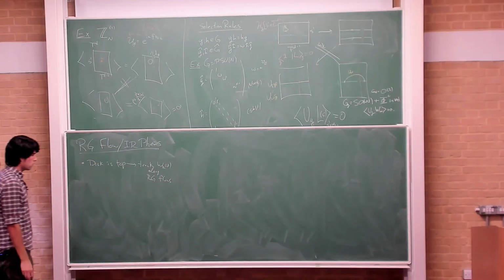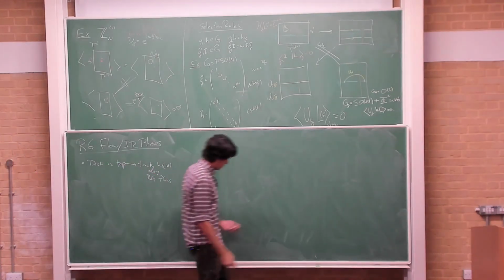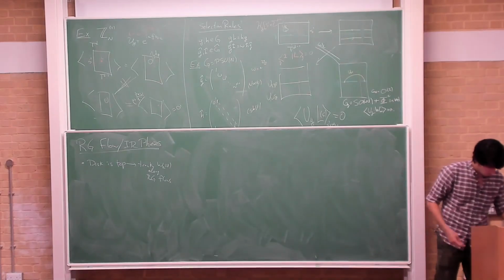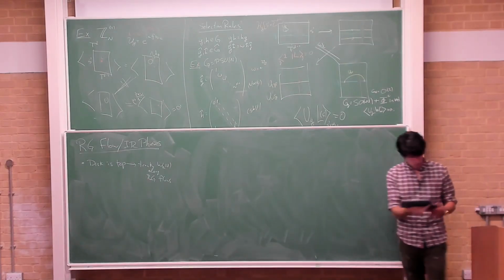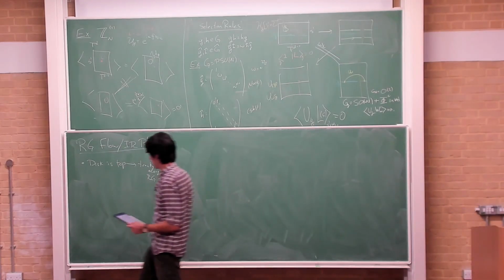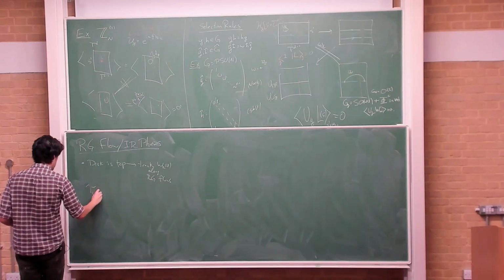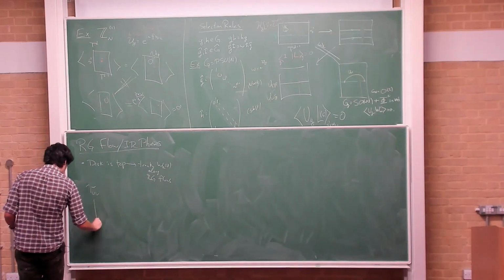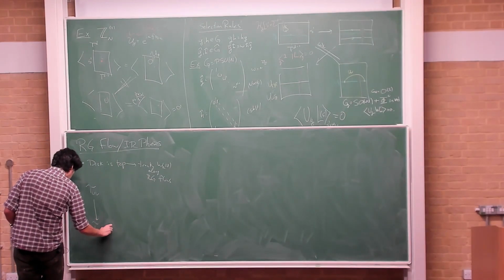So right, the question is what can you get from this? I want to only consider the case where my UV theory flows to some IR theory which is gapped.